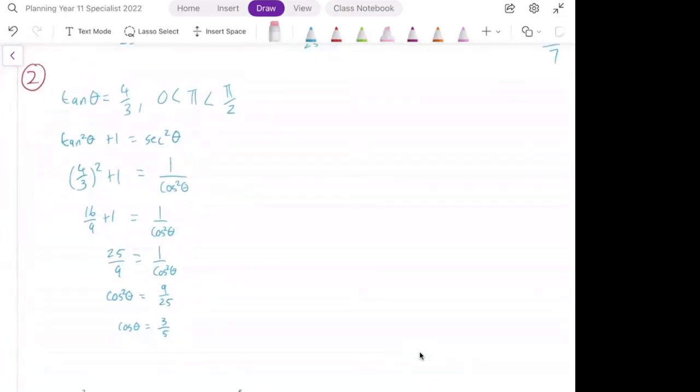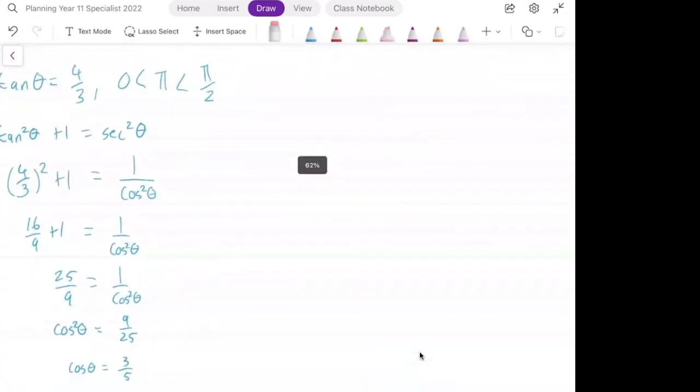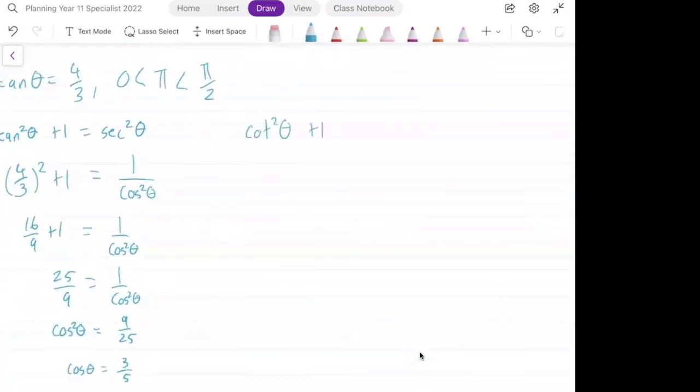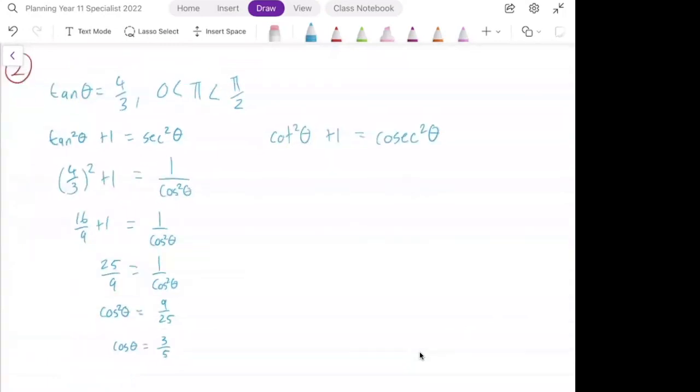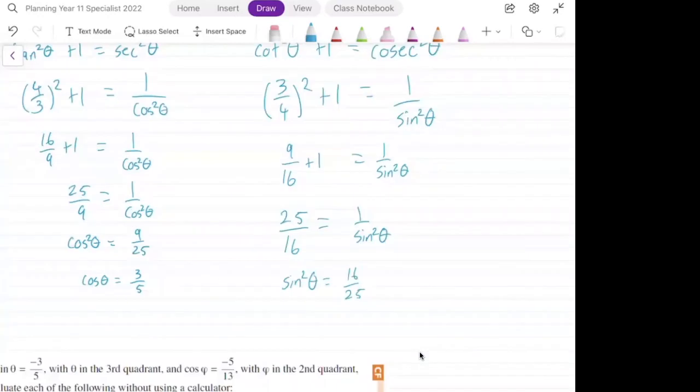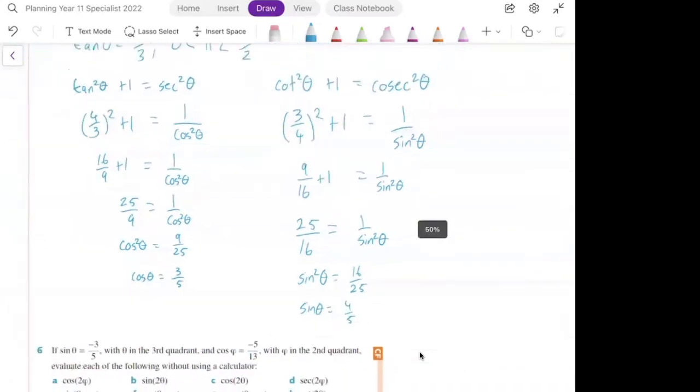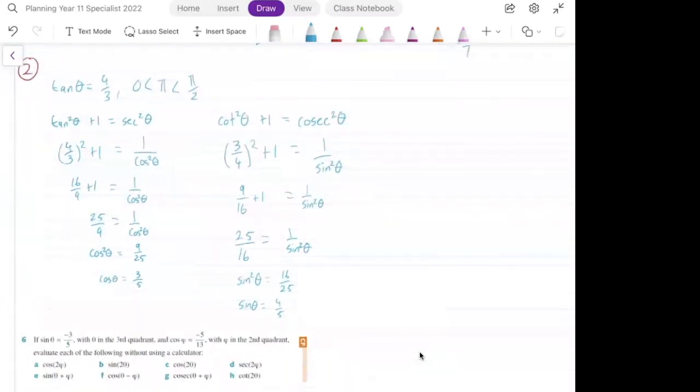To find sine, I could do the other Pythagorean identity, which is going to be cot squared theta plus 1 equals cosec squared theta. And if I fill in my math here, it's the reciprocal of tan, so this is going to become 3/4 this time squared, plus 1 is equal to 1 over sine squared theta. The rest of the working is going to be largely the same. So I'm going to get sine squared theta equals 16/25, which means sine theta equals 4/5. So it's just another method I could use to find my sine and cosine values.